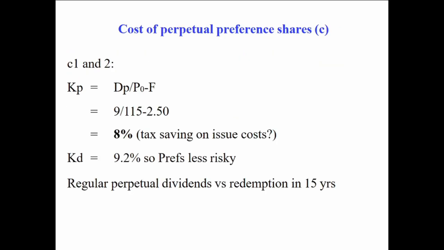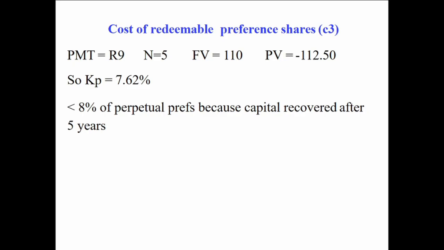And if we compare this scenario to the previous example, where there was no redemption of preference shares, the required return was higher where we had perpetual preference shares, meaning there was no redemption in place. But now, if we have redeemable preference shares, the risk is actually lower. And the reason for this is that the capital is recovered after 5 years, where the shares are redeemable.